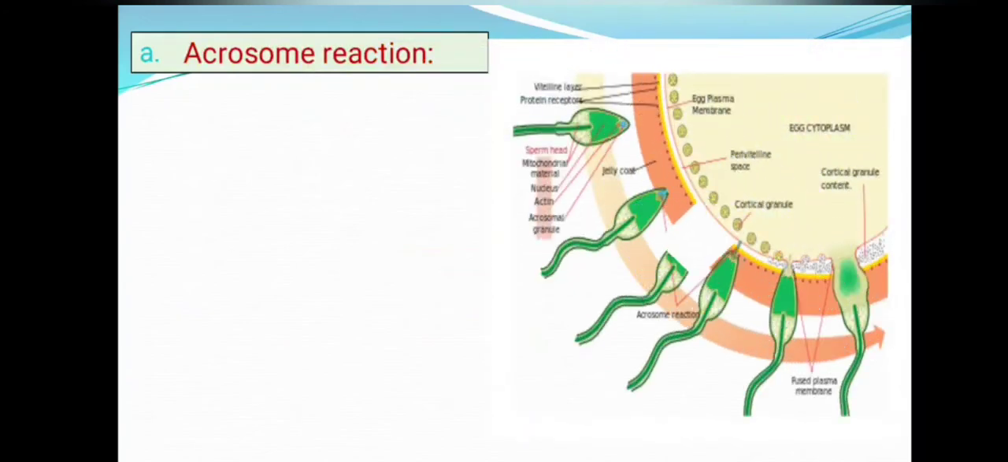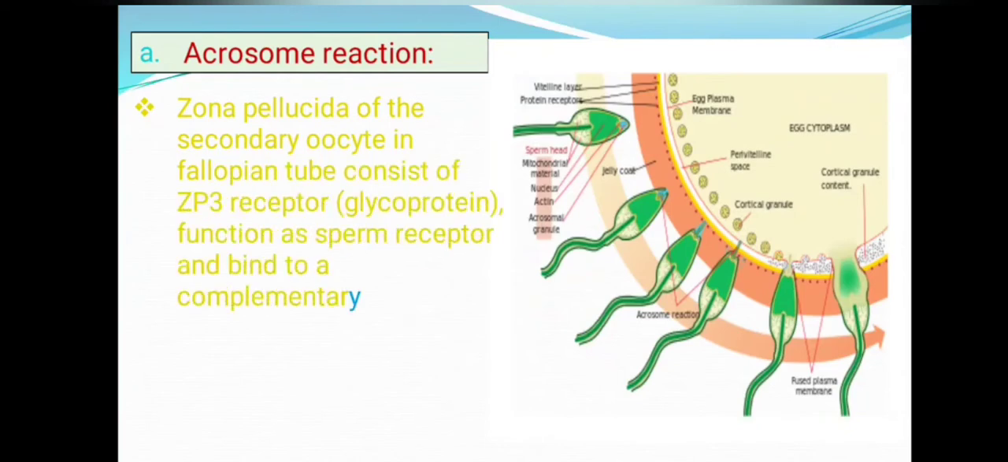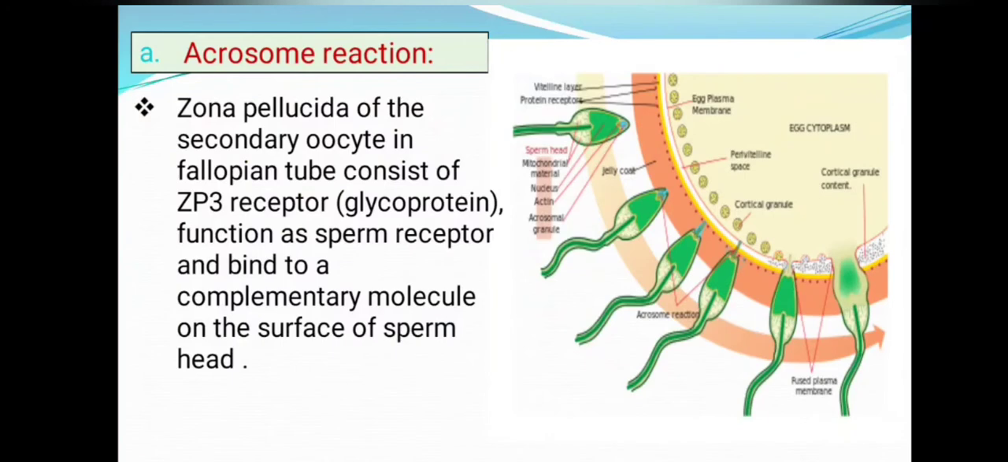So the first one is acrosome reaction. So now you can see zona pellucida of the secondary oocyte, that is the middle layer of the secondary oocyte. The outermost layer is the corona radiata. The sperm can pass through this corona radiata but cannot cross the zona pellucida.